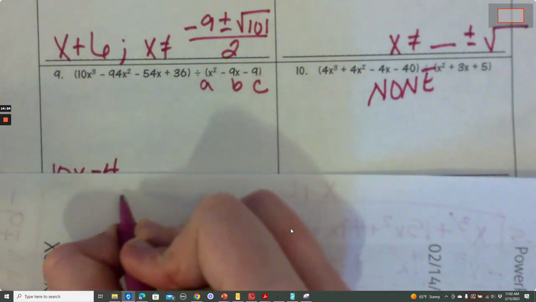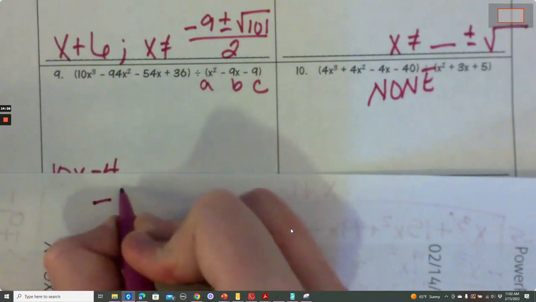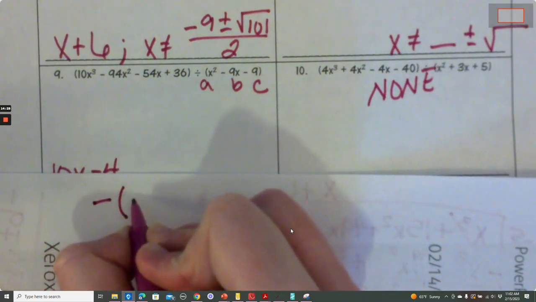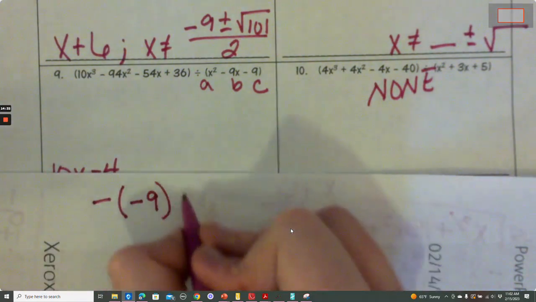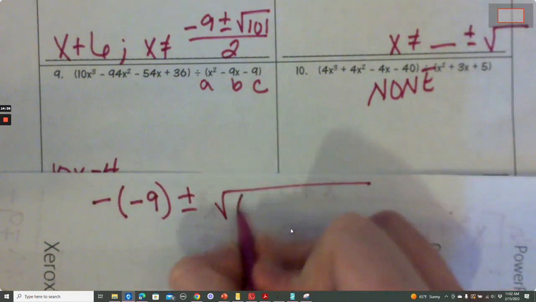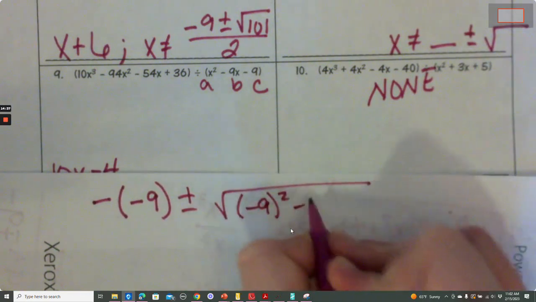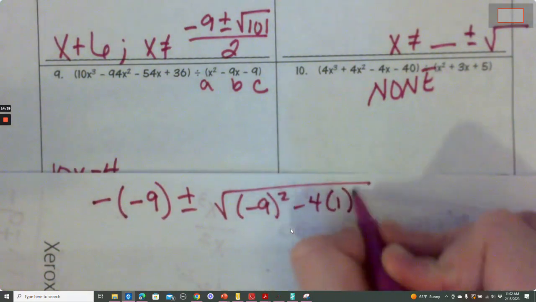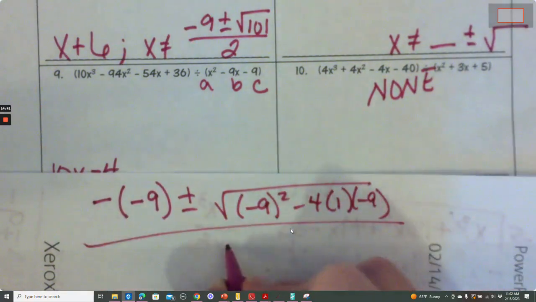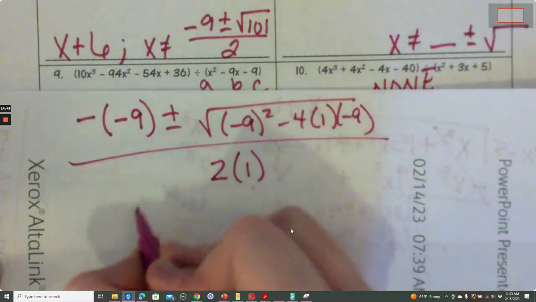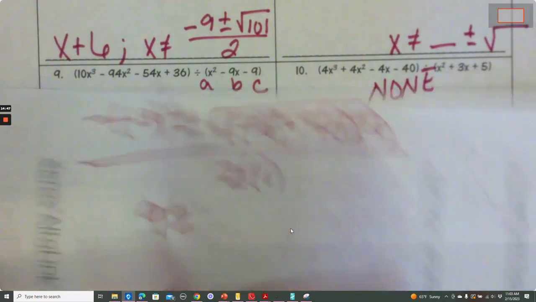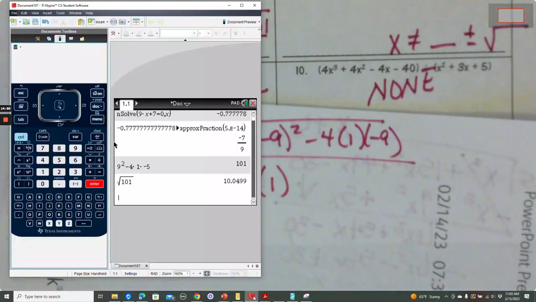Negative B. So on this one, I would do negative, and then B is a negative 9. Do not lose your sign. Plus or minus the square root of B squared minus 4 times A times C. That 9 is going to turn positive. So negative 9 turns into a positive 9. Then we do what's under the square root.